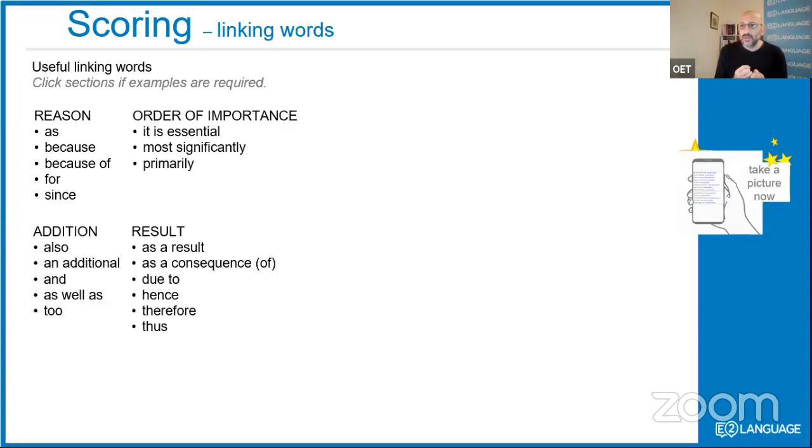Leader, that introduction is okay. Instead of writing "after his total knee replacement", "following" maybe would be a better word. Okay, cool. So those are the linking words.